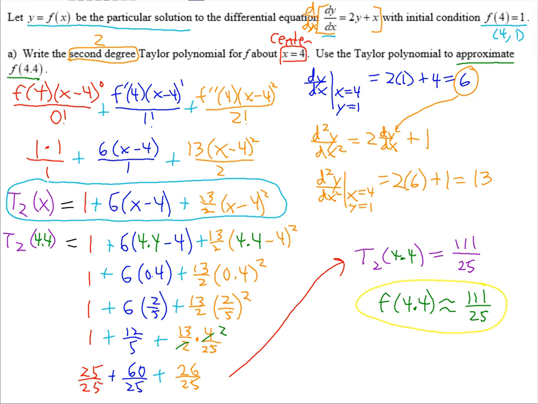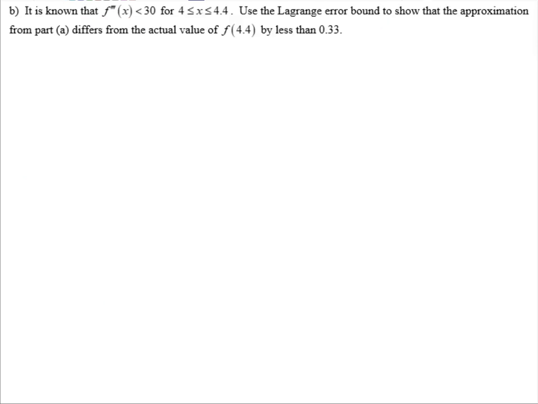All right, now let's take a look at part B. It says now that the third derivative is less than 30 for 4 to 4.4, so that's where our Taylor was centered, and that's where our approximation is on that interval. And then it says use the Lagrange error bound to show that the approximation from part A differs from the actual value by less than 0.33.